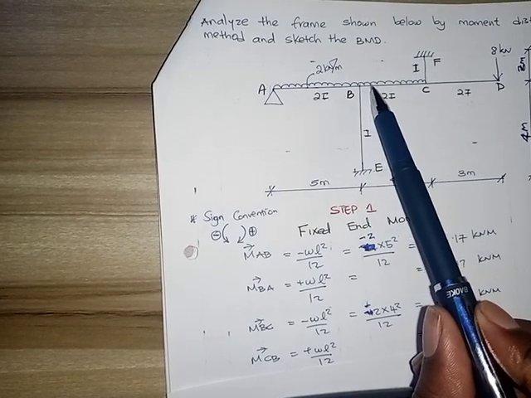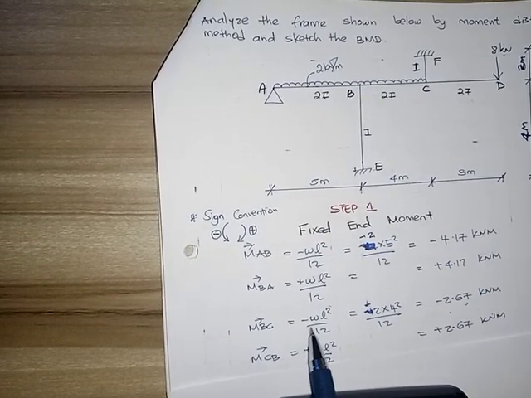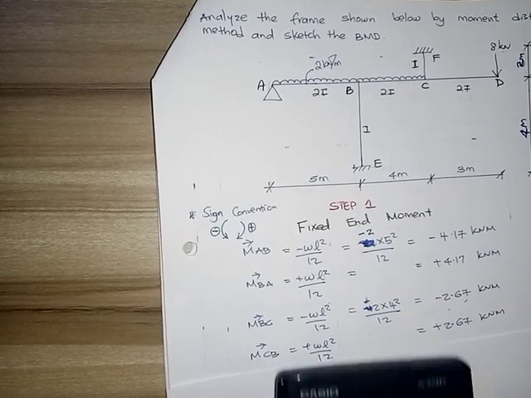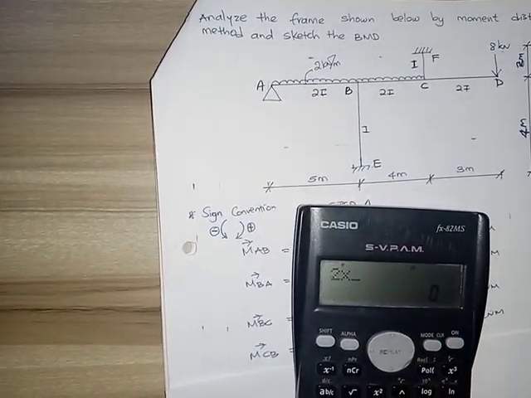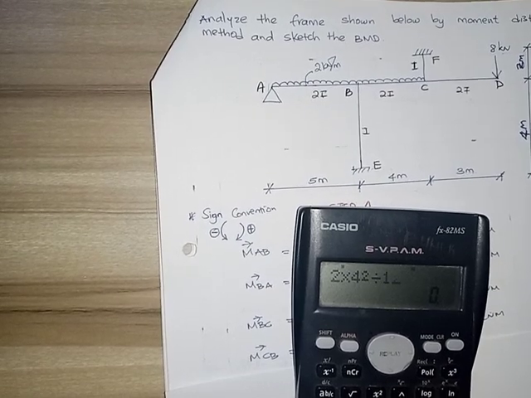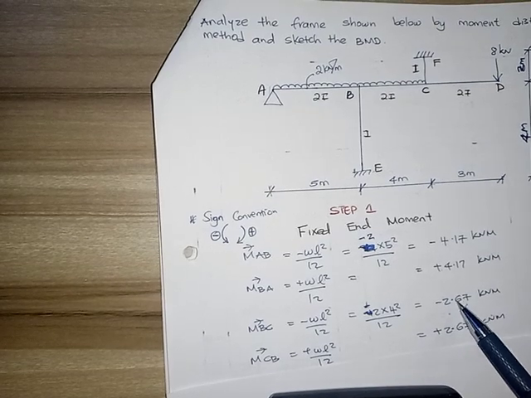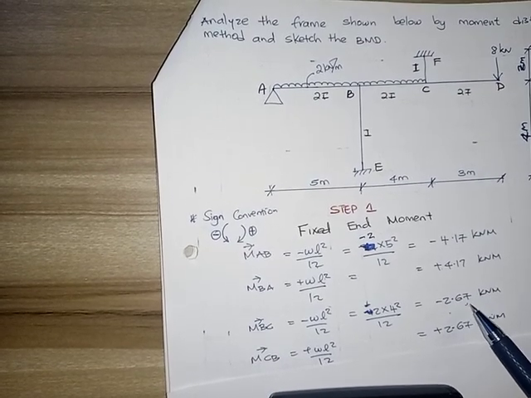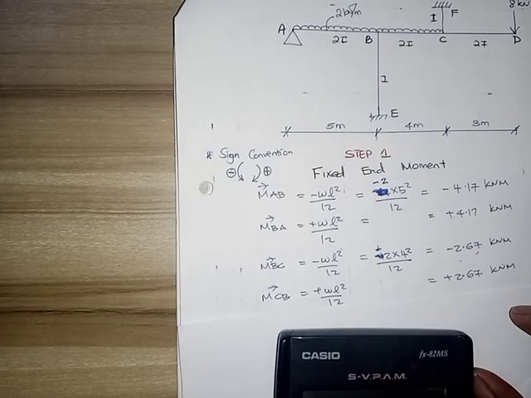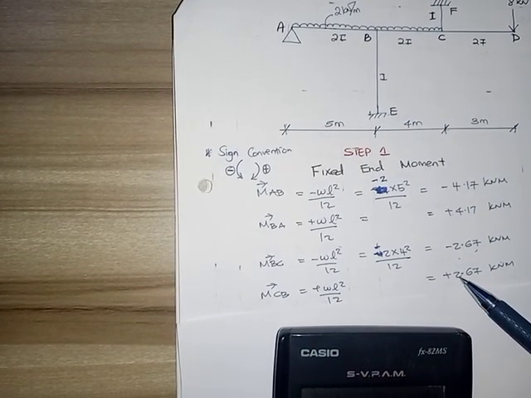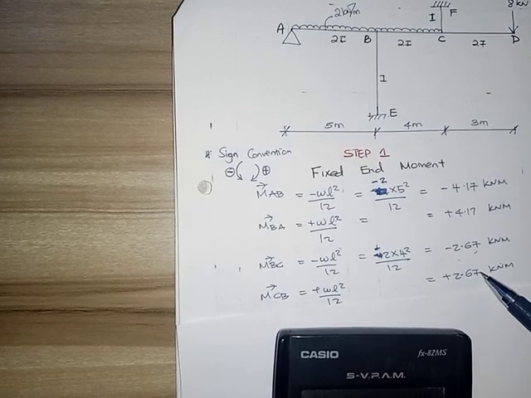Again, the UDL is 2 kilonewton per meter, so it will be negative 2. Now the span is 4 meter times 4 squared divided by 12. If you do that, 2 times 4 squared divided by 12, you get negative 2.67 kilonewton meter if you leave your answer to 2 decimal places. Now for CB, the answer of course will be positive 2.67.